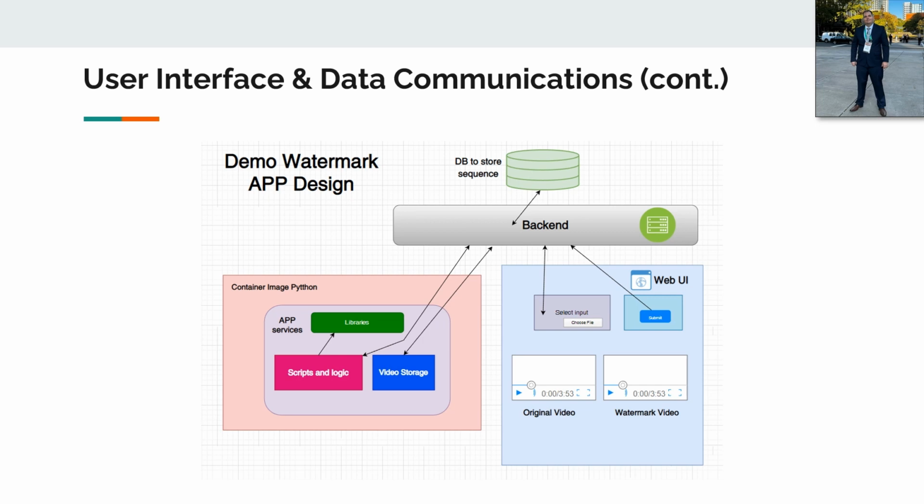When that is finished, the container copies the video back to the backend, and then the backend sends the video back to the user's UI. The user can then play the original video and also see the watermarked video. At the same time, the user is shown the percentage of validation success on that specific video.